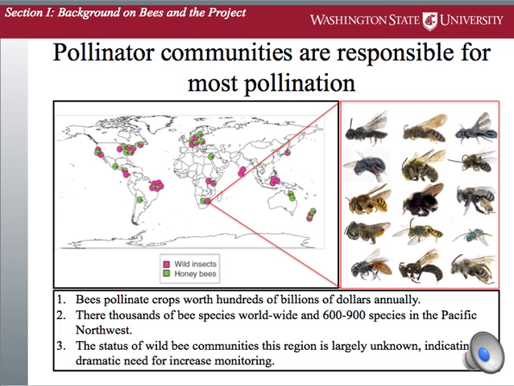Largely, the status of these wild bee communities in the Pacific Northwest is unknown. And the reason for that is because much of the research on pollinators has happened within the last 100 years here in the United States. And a lot of it started in the eastern part of the United States and slowly moved westward. So this indicates the need for increased monitoring, and that's part of the objectives for this project, to increase the monitoring of native and wild pollinators to better our understanding of their community ecology and long-term trends in Washington State and the Pacific Northwest more broadly.